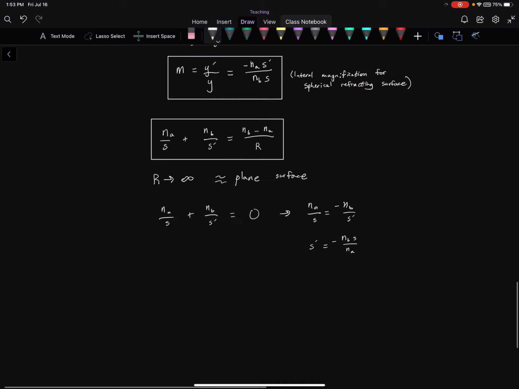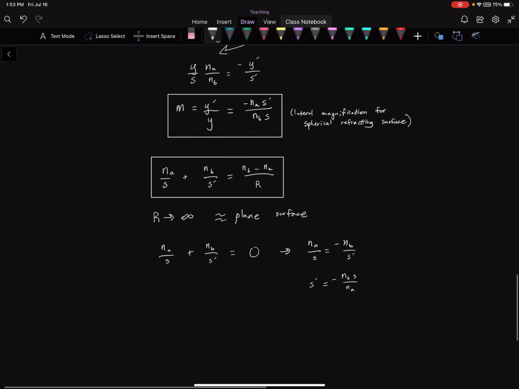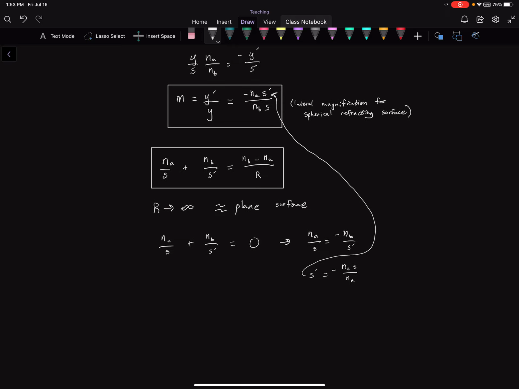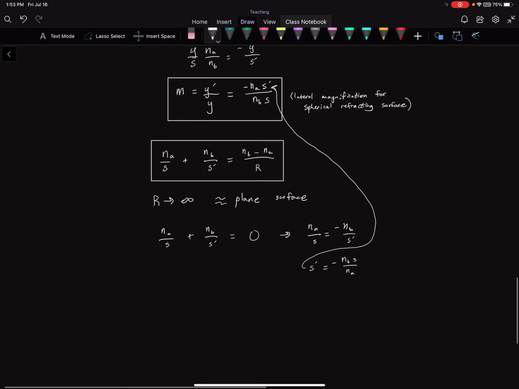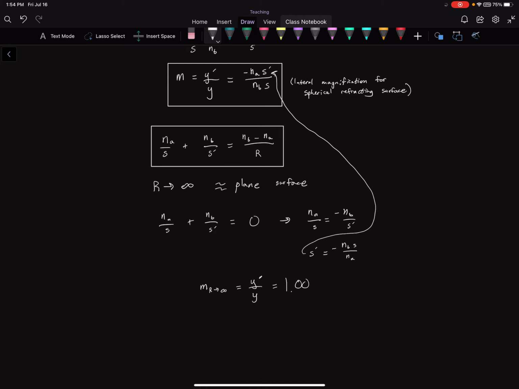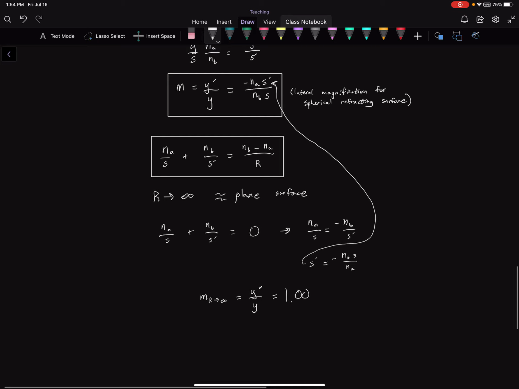And if you plug this in for S prime there, then everything cancels out, including the negative sign. So the magnification for when r goes to infinity, which is a plane surface, y prime over y, turns into 1. No magnification, and the image is not inverted.